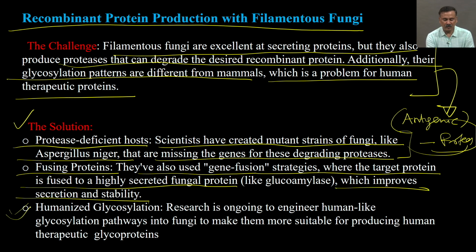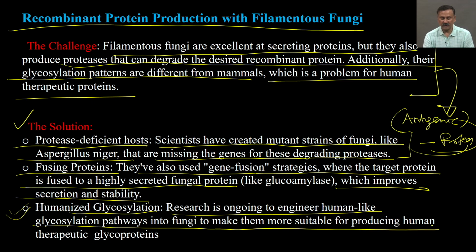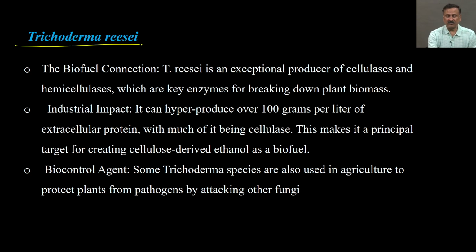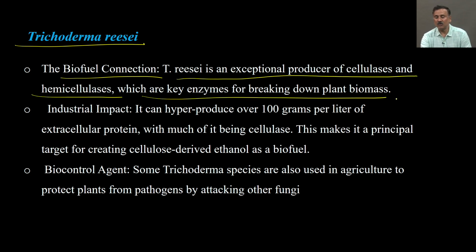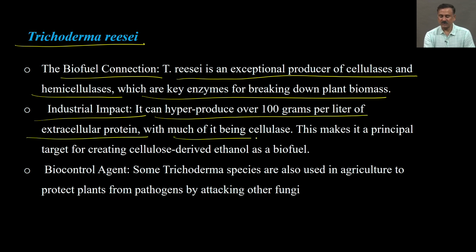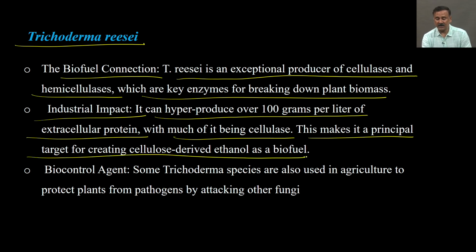And then you can also have humanized glycosylation. So, research is going on to engineer human-like glycosylation pathways in fungi to make them more suitable for producing human therapeutic proteins. Then we also have Trichoderma and biofuel production connections. So, Trichoderma is an exceptional producer of cellulases and hemicellulases, which are key enzymes for the breakdown of plant biomass. And for industrial uptake, it can be a hyper producer, with over 100 grams per liter of extracellular protein, which is mostly cellulase. This makes it a principal target for creating cellulose-derived ethanol as a biofuel.